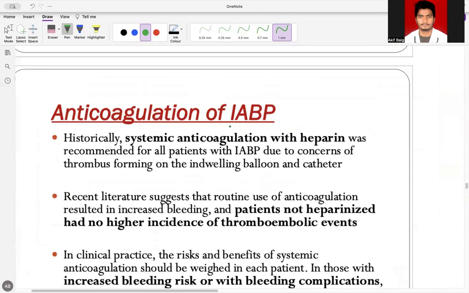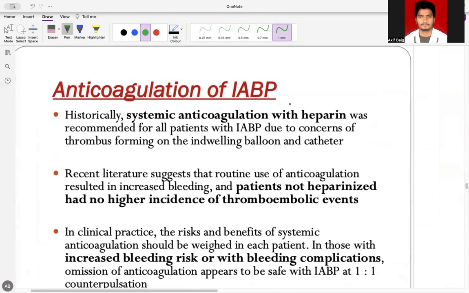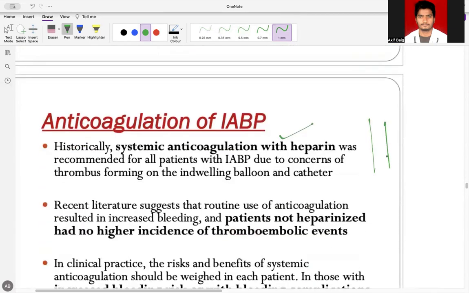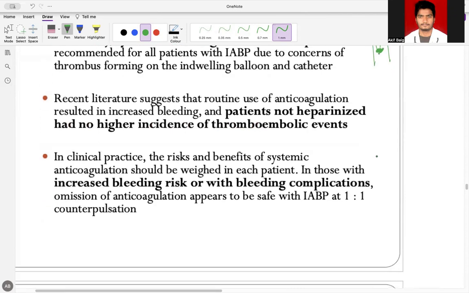For anticoagulation in an IABP patient, you should anticoagulate with heparin to reduce the chances of thrombus formation. Suppose this is the aorta and you have a plastic balloon here, it can always be thrombogenic. So you should give anticoagulation with heparin.